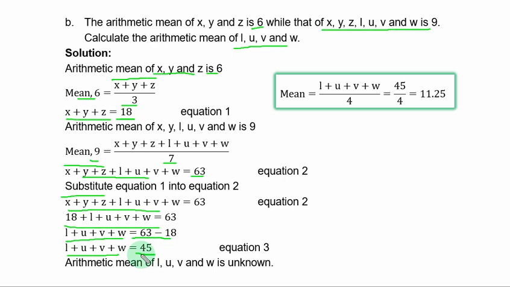The last part: you have to find the mean of L, U, V, and W. So the mean is L plus U plus V plus W over 4, because you have 4 letters. From equation 3, the sum of the 4 letters is already 45. So the mean of the 4 letters is 45 divided by 4, and that is 11.25.